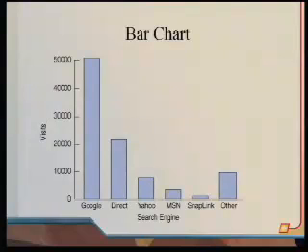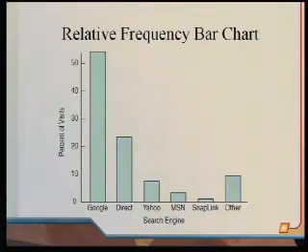Data are almost always easier to understand in a picture. The bar chart makes it very clear that the most popular paths were from Google and Direct. We can also express the counts as percentages to get a relative frequency bar chart. Note that the shape of the bar chart does not change.